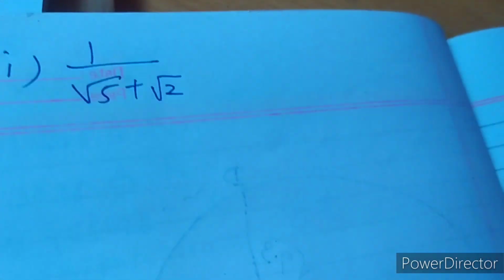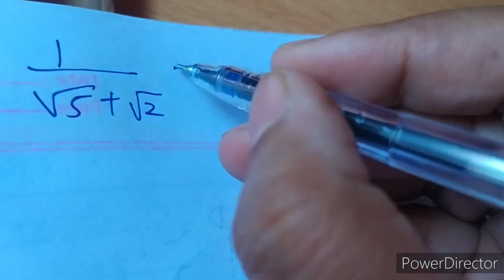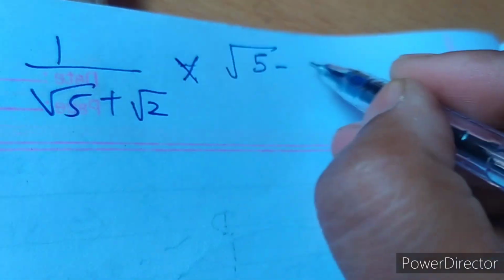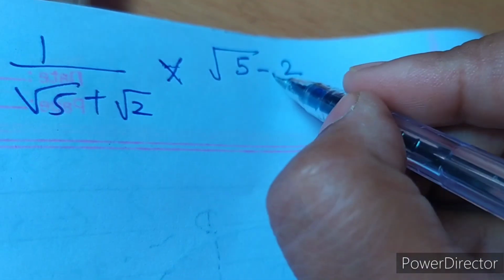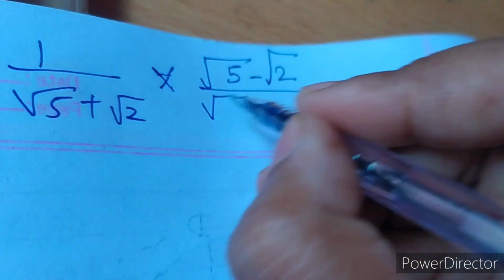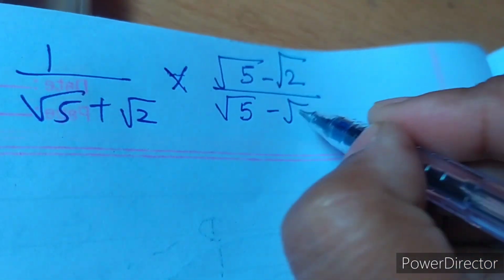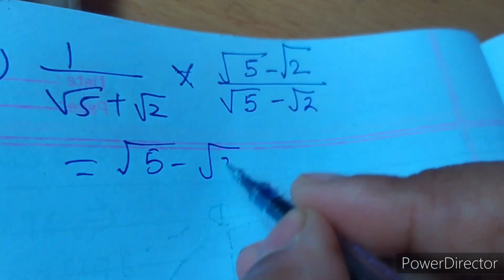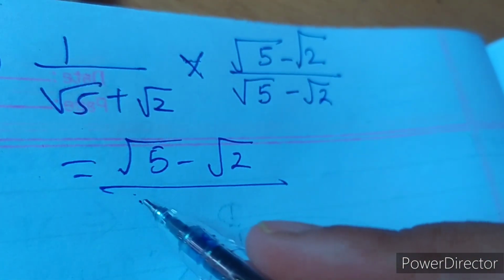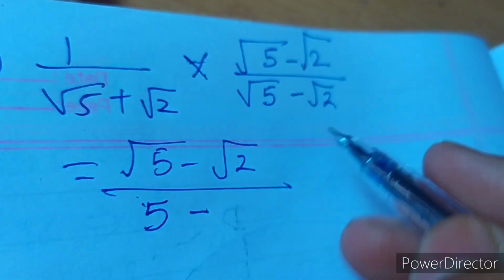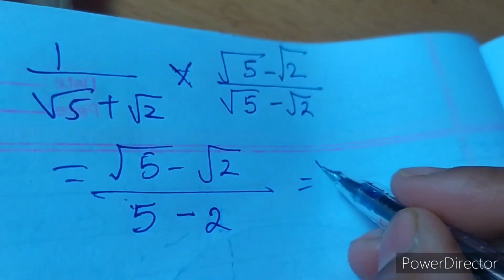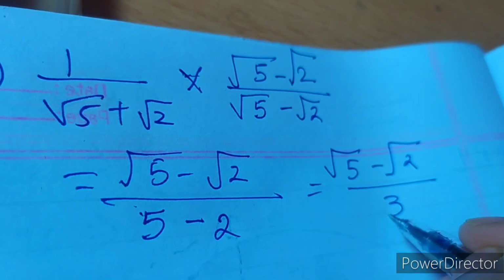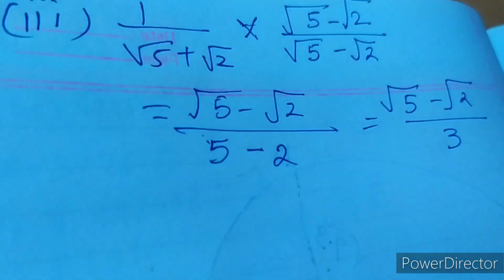The third one is 1 upon under root 5 plus under root 2. Multiply it with under root 5 minus under root 2 divided by under root 5 minus under root 2. You will get here under root 5 minus under root 2 divided by under root 5 squared, which will give you 5, minus under root 2 squared, which will give you 2. That is equal to under root 5 minus under root 2 divided by 3. So that is the answer for part 3.